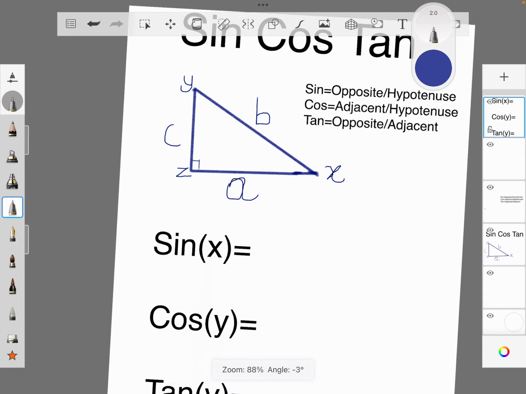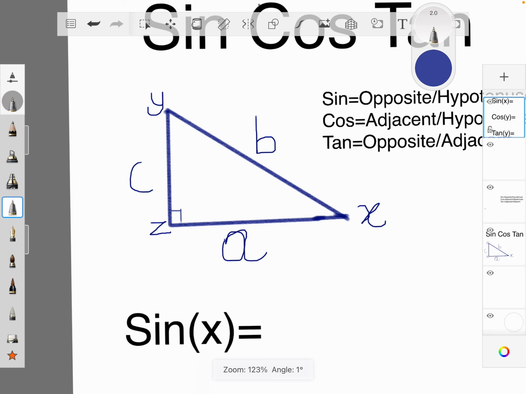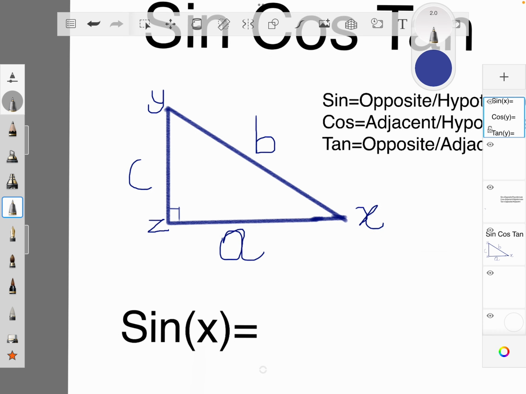Now, if we look at this right triangle here, to better understand what opposite over hypotenuse means, B is the hypotenuse. The square in the little corner by Z represents that this triangle is a right triangle, because that square represents that the angle is a 90-degree angle. This in trigonometry is often called a right angle.